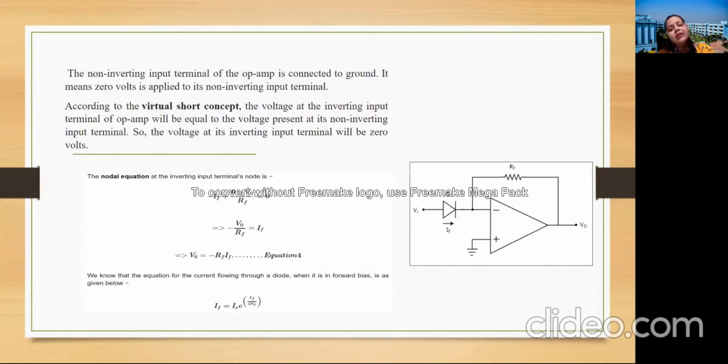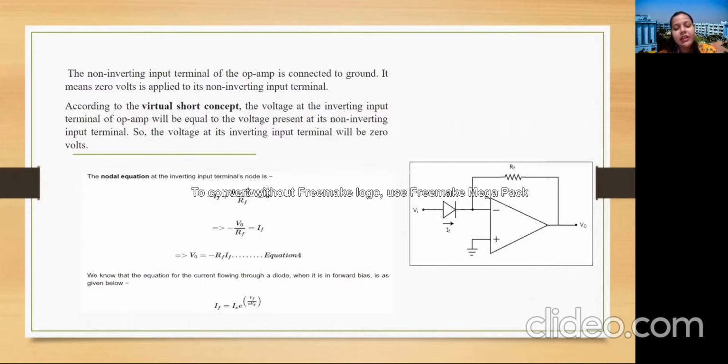With a similar concept, here also the non-inverting terminal is grounded, that is, the voltage applied over the positive terminal is 0. And by using the virtual ground concept of an op-amp and by using the nodal equation at the input terminal, we can write minus If plus minus V0 by Rf equal to 0. And from there we can have an equation of voltage V0, that is minus Rf into If. This is our feedback part. Now come to the input part.